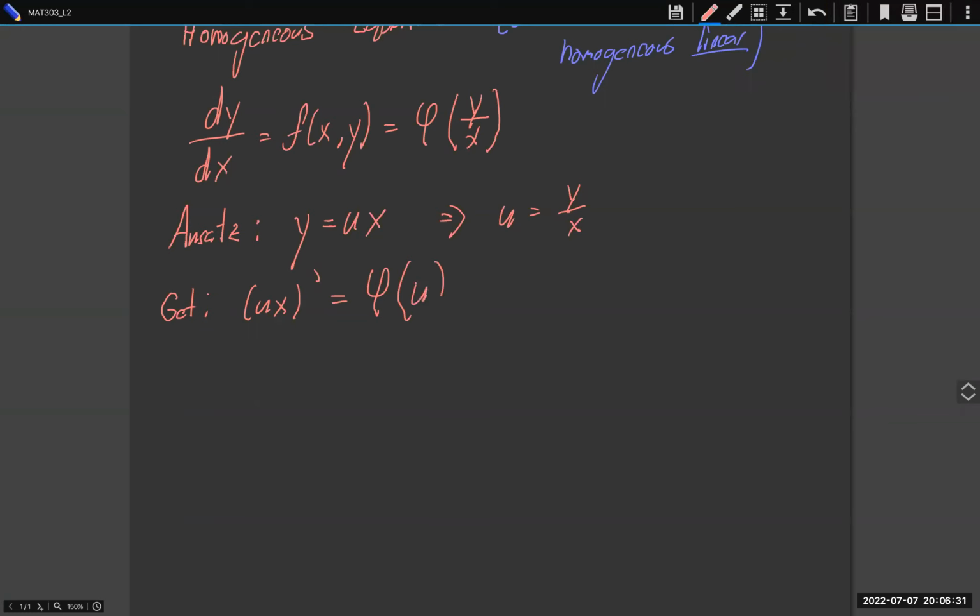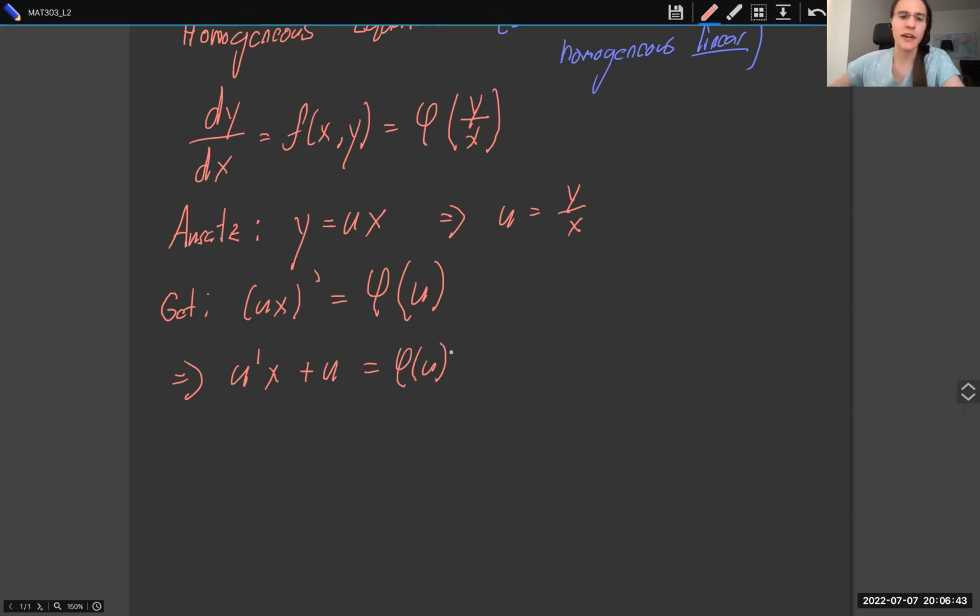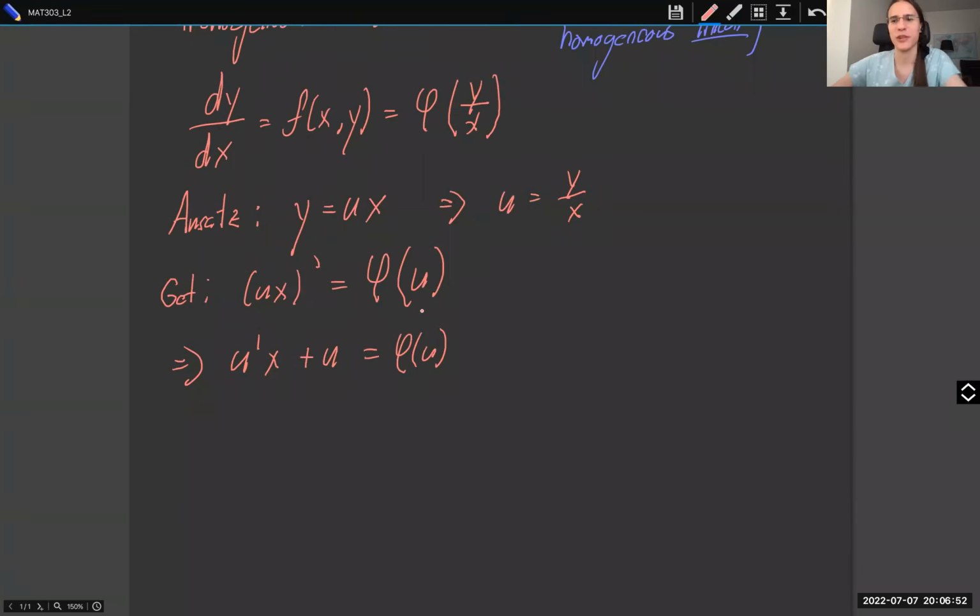So we get this equation. And what's the result? We get that u prime x plus u is equal to phi of u. And I really like using Greek letters. So I've now used mu, I've used alpha, I've used gamma, and I've used phi. So you're going to learn a bunch of Greek letters this course.